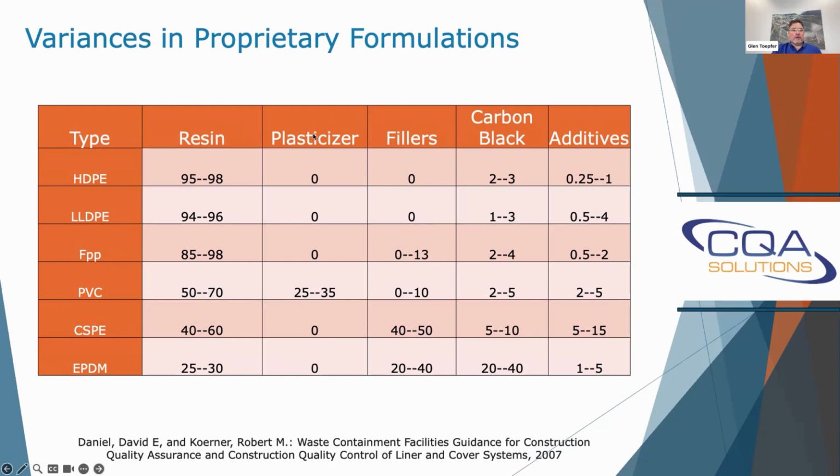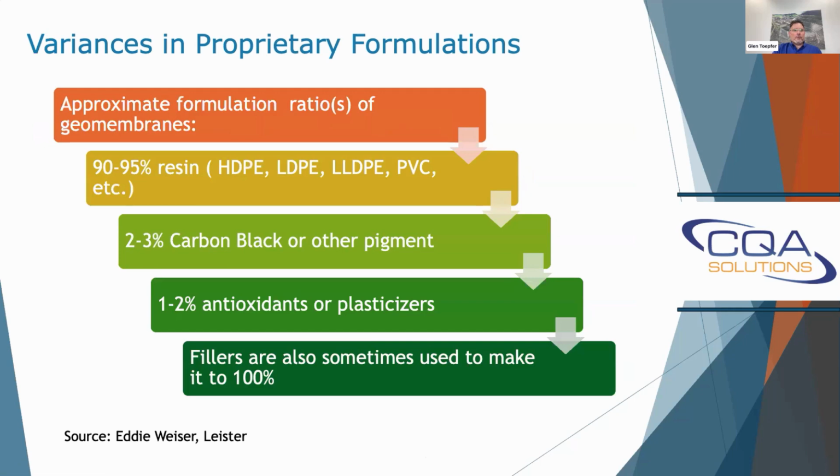This table is from Waste Containment Facilities: Guidance for Construction Quality Assurance by Daniel and Koerner. It lists what you can see here, typically, at least in the United States, your resin, carbon black, and additives for HDPE, LLDPE. Eddie Weiser gave a broader view of what you typically see throughout the world because they sell equipment all throughout the world, but it pretty much follows the same formulation you see in the United States.